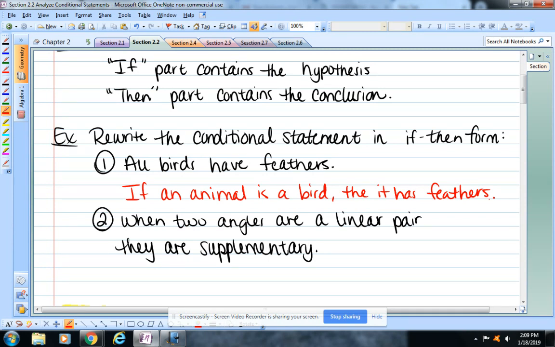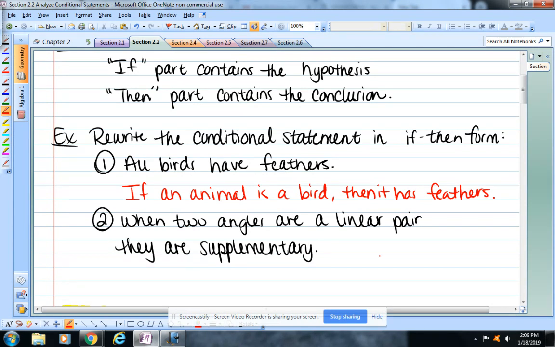So we took this sentence, all birds have feathers, and made it into a hypothesis and conclusion. The hypothesis of this statement is an animal is a bird. That's an S there, I know it looks crazy. That's my hypothesis, that an animal is a bird. The conclusion about that hypothesis is then it has feathers. So what comes after the if is the hypothesis. After the word then is the conclusion.